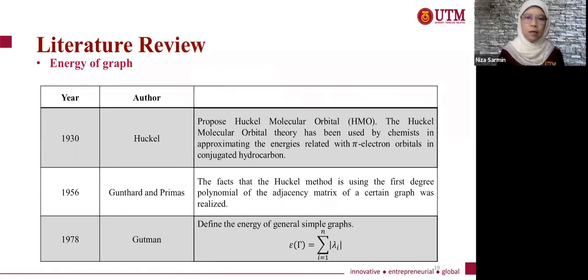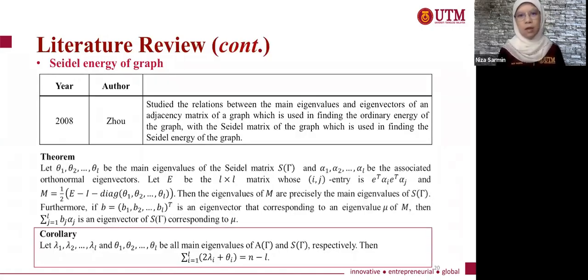Some research that has been done on the energy of graph. Hückel in 1930 proposed the Hückel molecular orbital theory, which is used by chemists in approximating the energies related to pi electron orbitals in conjugated hydrocarbons. Later, Günther and Primas used the fact that the Hückel method uses the first degree polynomial of this matrix, and they realized that they can use it for certain graphs. Gutman in 1978 defined this energy, as I mentioned earlier, to be the sum of the absolute values of the eigenvalues.